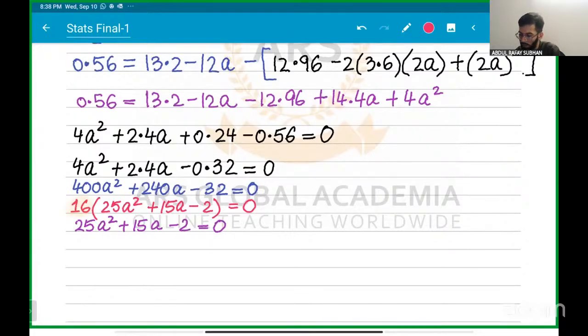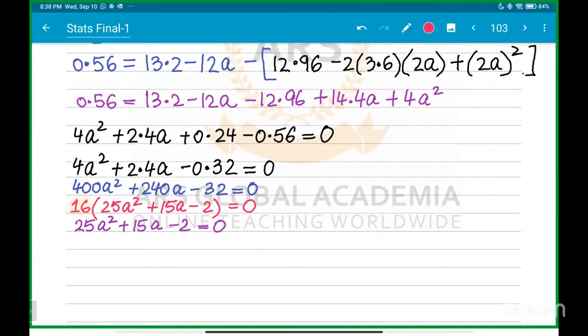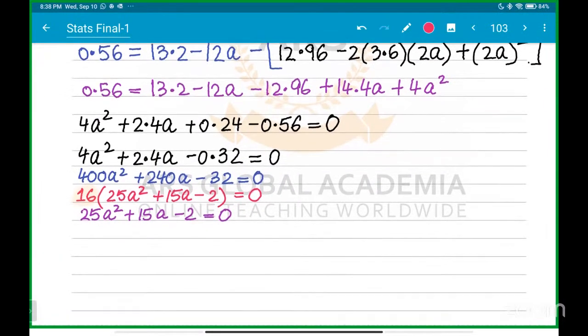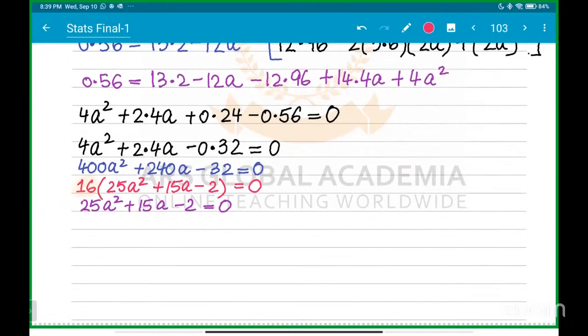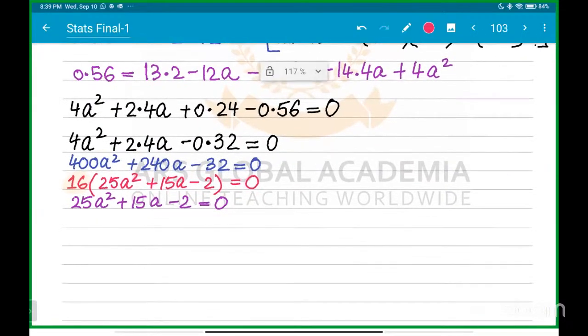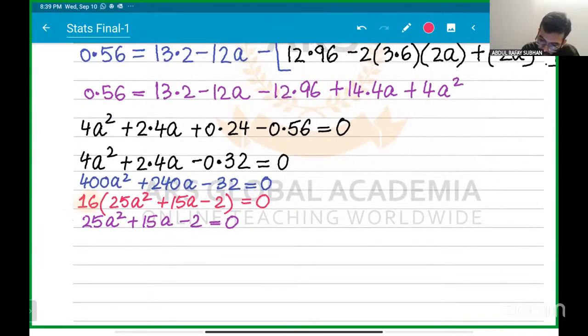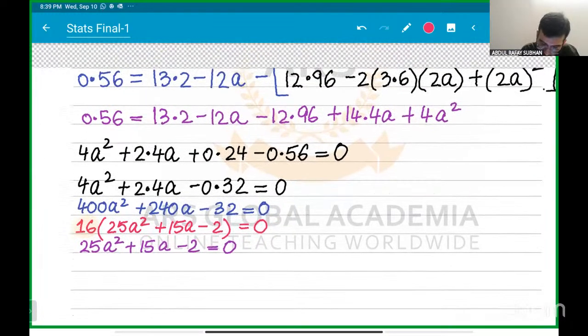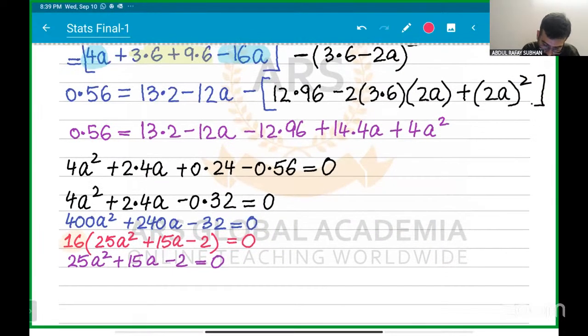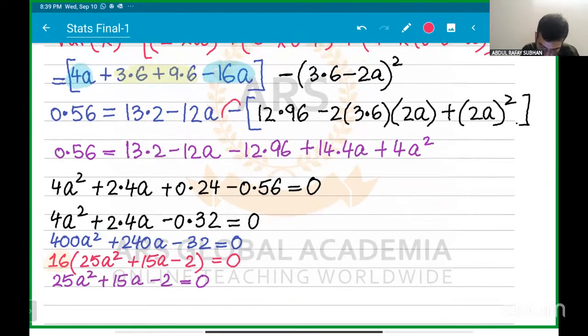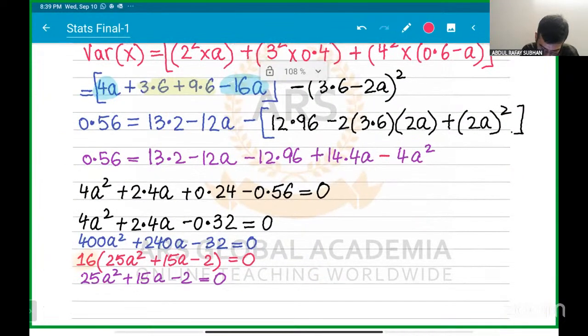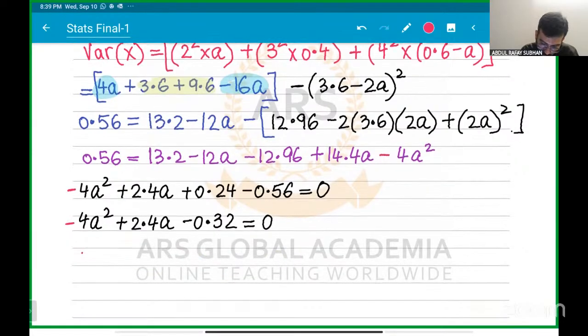14.4 minus 12, 2.4 positive. We can take the minus out, like minus one outside the brackets. Yeah, here we can take the mistake. A minus multiplies with plus will become minus. Okay, that's the mistake. So this is already minus 4a square, minus 4a square, and the signs will change. Let's do it from this minus mistake that we have done. If we are keeping everything the same, let's take minus common first.